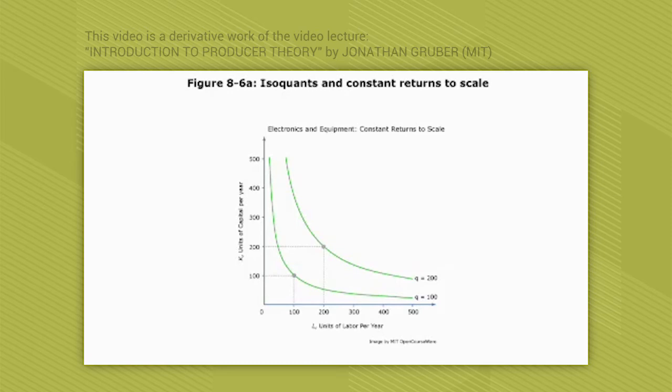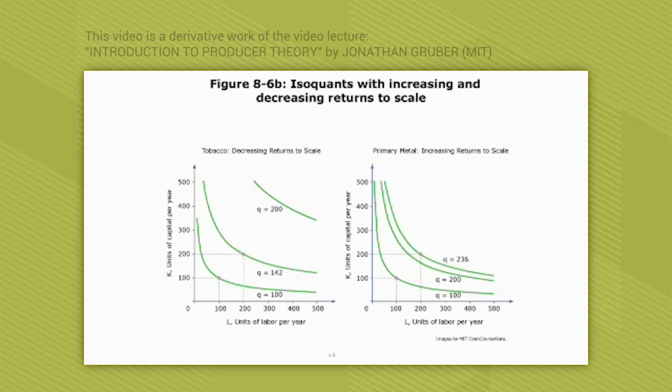So let's start with H6A. That's constant returns to scale. These are from the textbook. So here, for example, when we doubled the inputs from 100 labor and 100 capital to 200 labor and 200 capital, you doubled output. Those are constant returns to scale isoquants. The last page shows decreasing and increasing returns to scale.